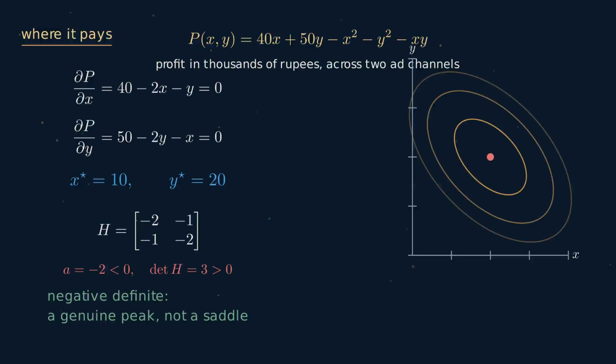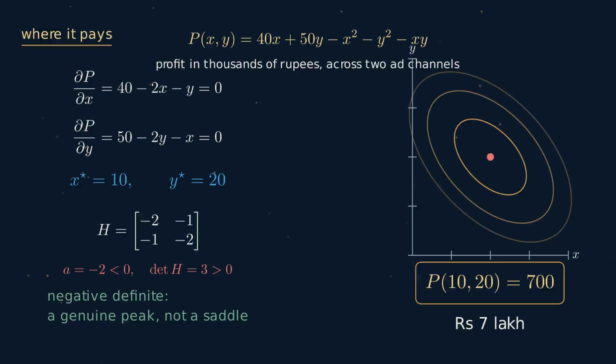The Hessian holds minus 2 on the diagonal, minus 1 off it. The top left entry is negative, the determinant is 3, positive. Negative definite. So this really is a peak, not a saddle. Put the numbers back in, and the profit is 700. 7 lakh rupees, earned from 2 derivatives, and 1 determinant.